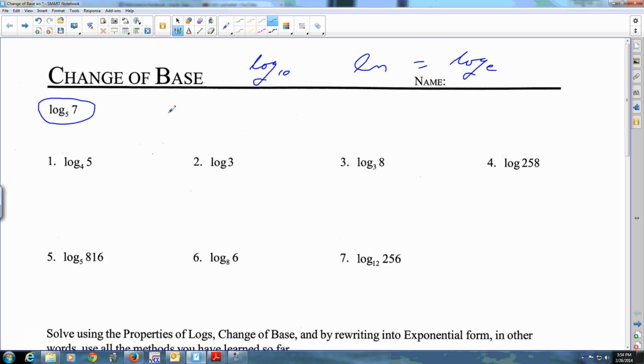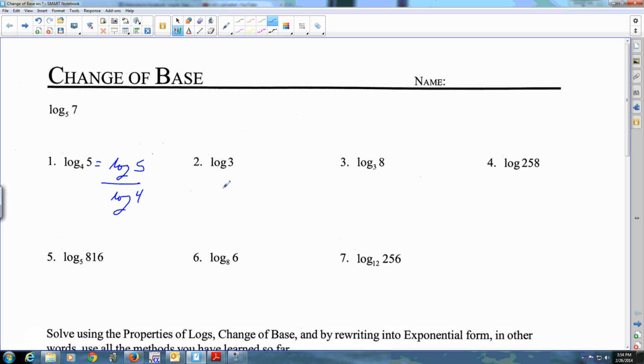It wants to know 5 to what power is 7. But I can't type it in because I don't have a base 5 button. Again, you got base 10 and base e. So to do change of base, I'm going to motivate for you why this shortcut of typing this in this way is going to work. For example, the correct answer for this is going to be log of 5 divided by log of 4. This one would be log of 8 divided by log of 3.